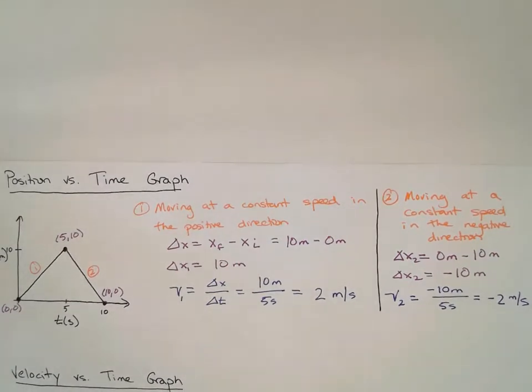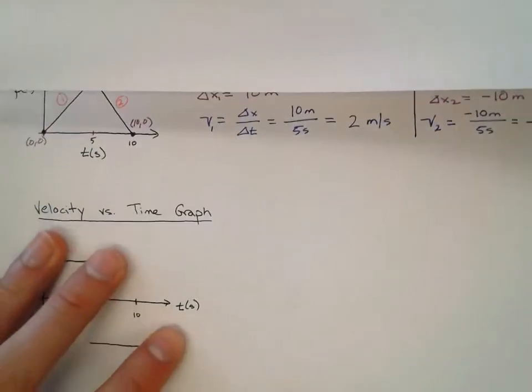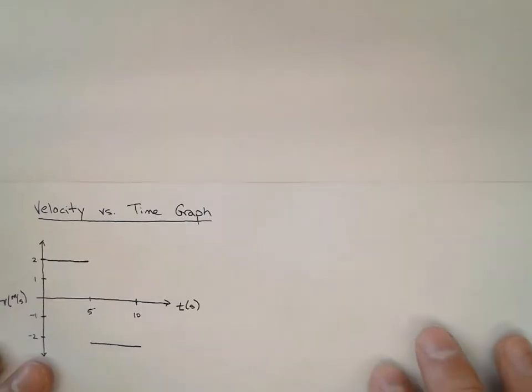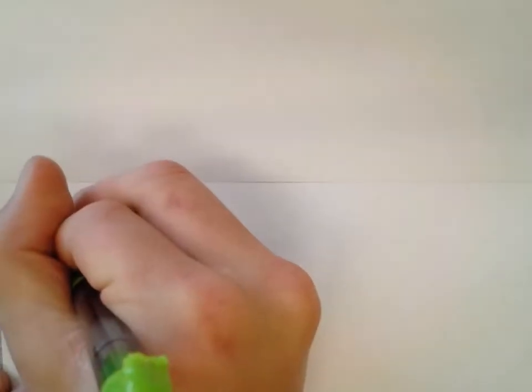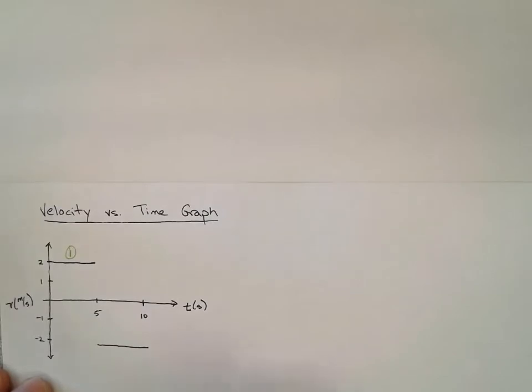Now we've done a lot of this, so the next step, as we've been doing, is I can take all of this information and translate it into a velocity versus time graph, which I've already done. I've got my first section of motion here at a positive 2 meters per second, and then I've got my second section of motion here at a negative 2 meters per second.